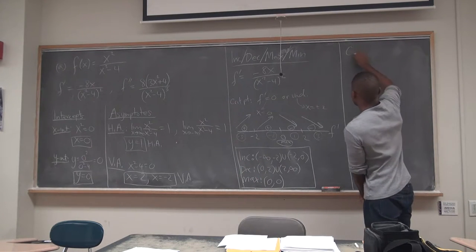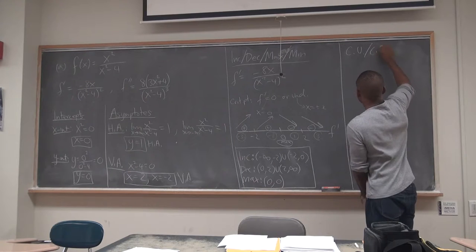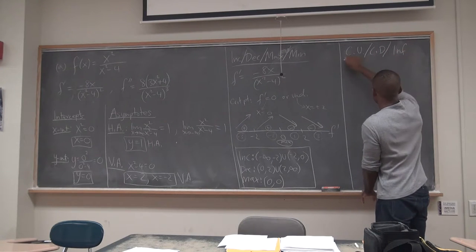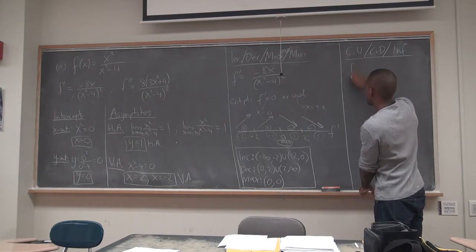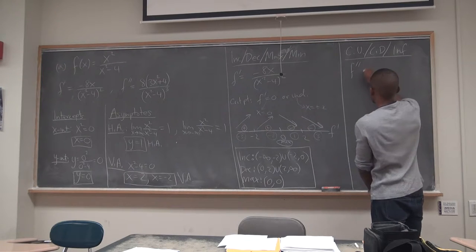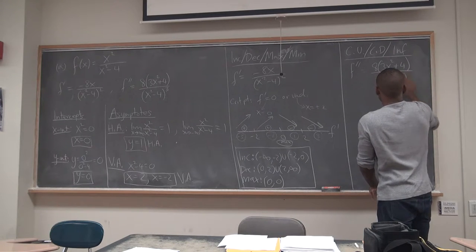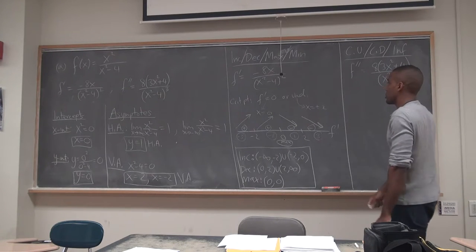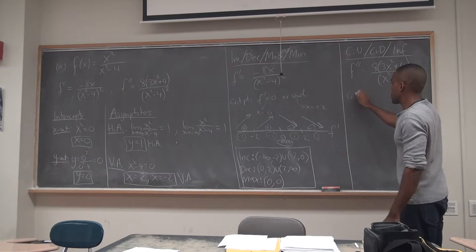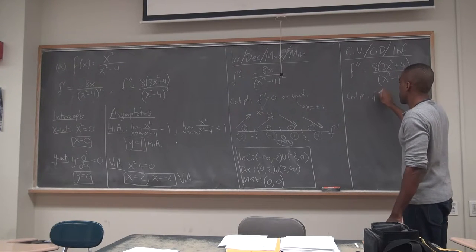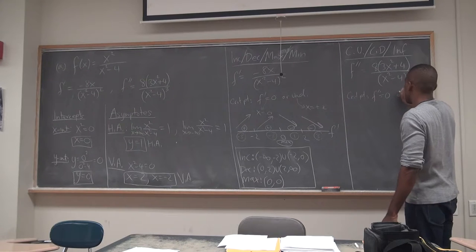Okay. Now we're going to do concavity and inflections, if there are any. For this, we use the second derivative, which was given. So critical points, double prime equals 0 or undefined.